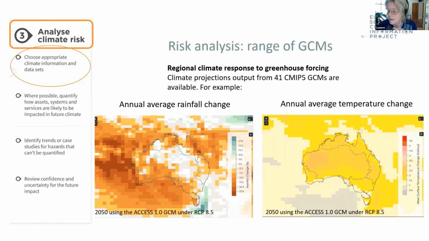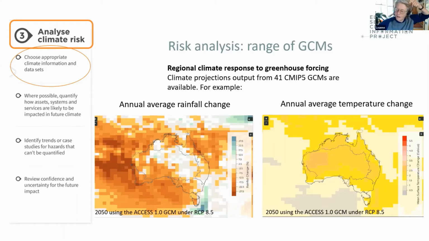This one here in these two diagrams is the ACCESS 1.0 global climate model, and that happens to be the one that was produced by CSIRO and the Bureau of Meteorology. Okay, so this shows on the left that by 2050, under the high emission scenario, the projected average annual rainfall change, where the brown is getting drier and the green is getting wetter. So as Michael said earlier, a lot of models are agreeing on that drying in southwest Western Australia, and you'll see that in the next slide as well.